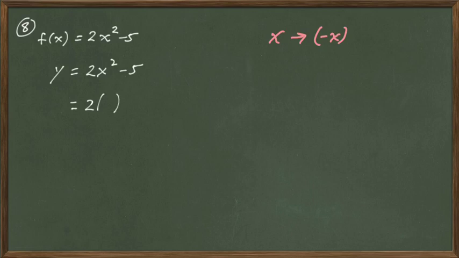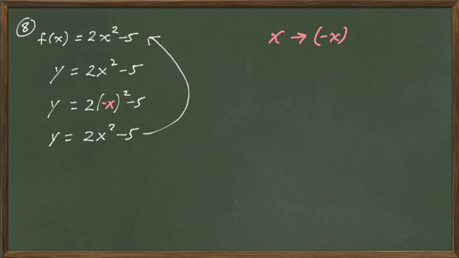Here I see all the x's are to even powers. Because all the x's are to even powers, I might test for even. To test for even, you simply replace the x with negative x and see if it gives you the same equation. So I replace x with negative x. A negative squared is a positive. Hopefully that matches the original, which means that this is even.